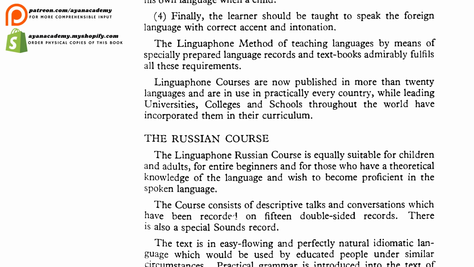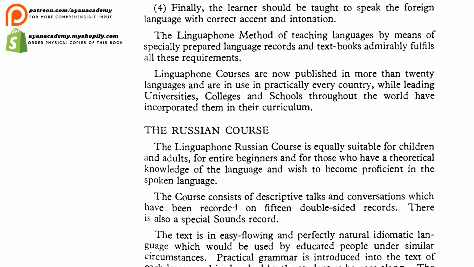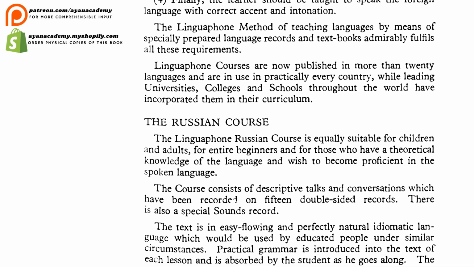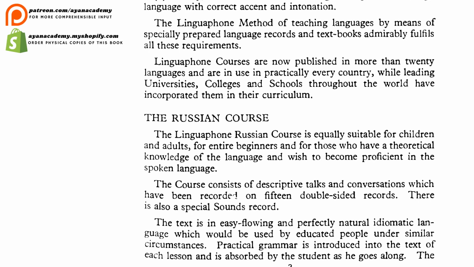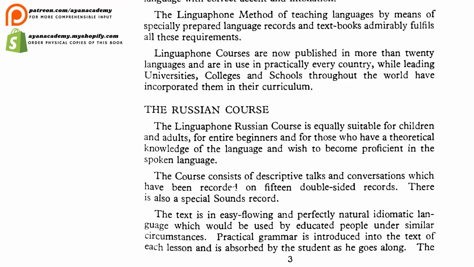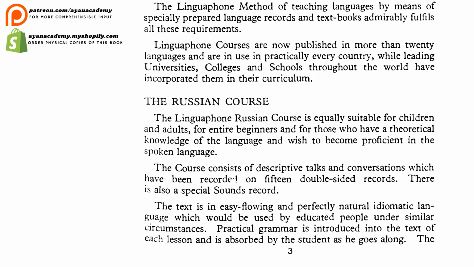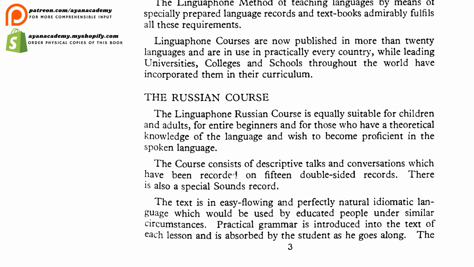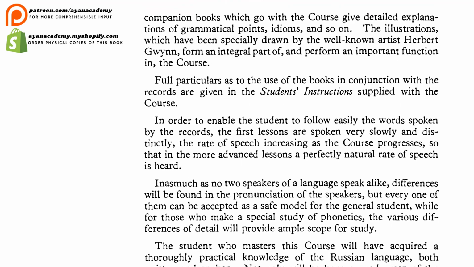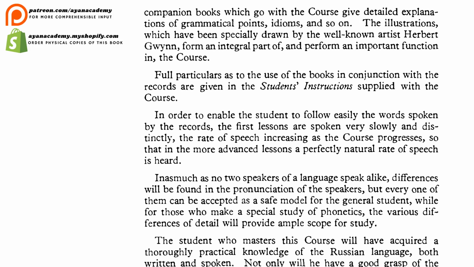The course consists of descriptive talks and conversations which have been recorded on 15 double-sided records. There is also a special sounds record. The text is in easy-flowing and perfectly natural idiomatic language which will be used by educated people under similar circumstances. Practical grammar is introduced into the text of each lesson and is observed by the student as he goes along. The companion books which go with the course give detailed explanations of grammatical points, idioms, and so on.